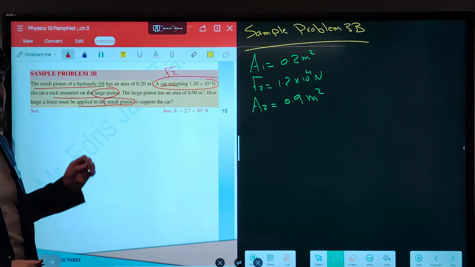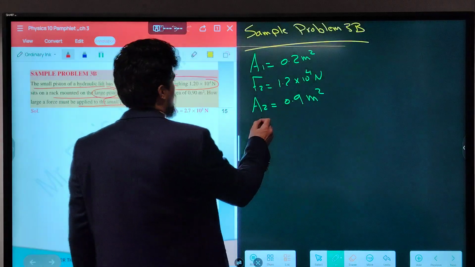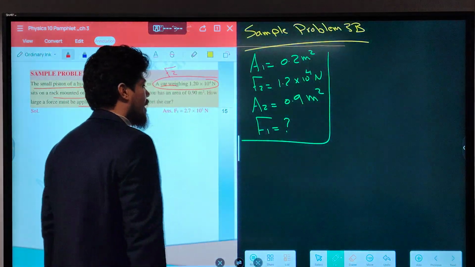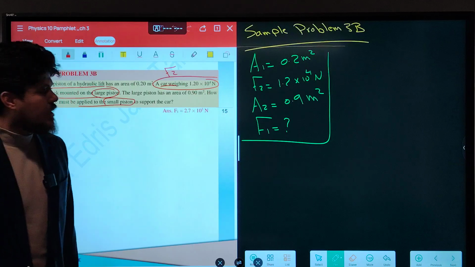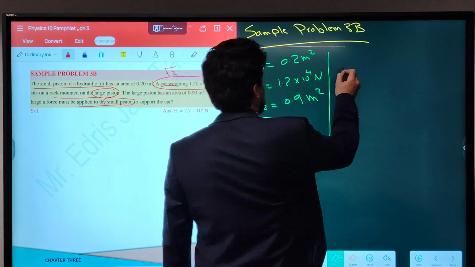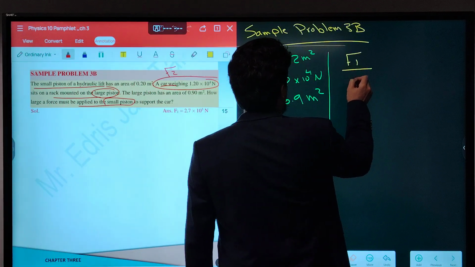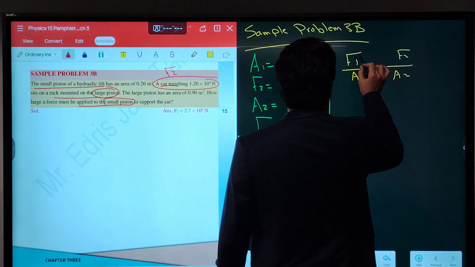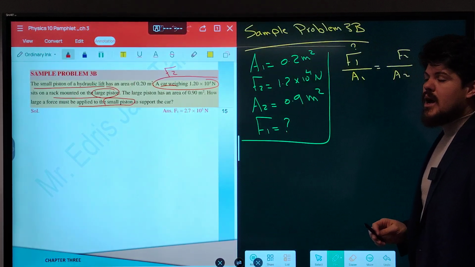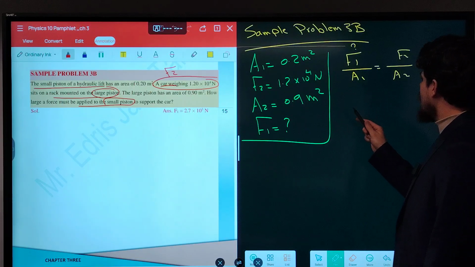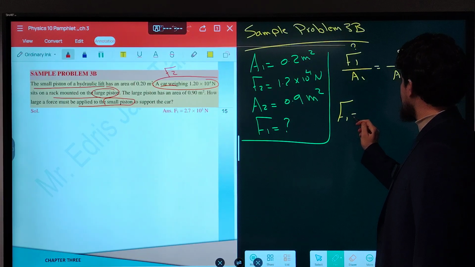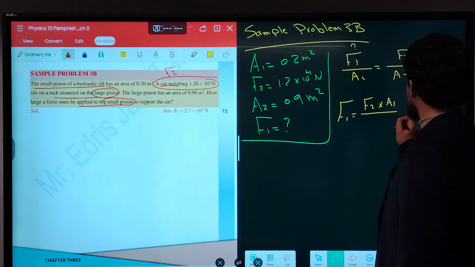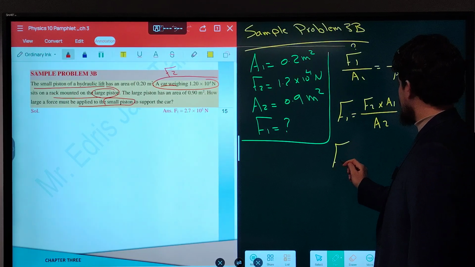The force applied on the small piston is unknown. To find F1, the force on the small piston, you have to use this relation: F1 over A1 equals F2 over A2. What is unknown? F1. How can you determine F1? You have to rearrange this equation. Cross product: F1 is equal to F2 times A1 over A2.